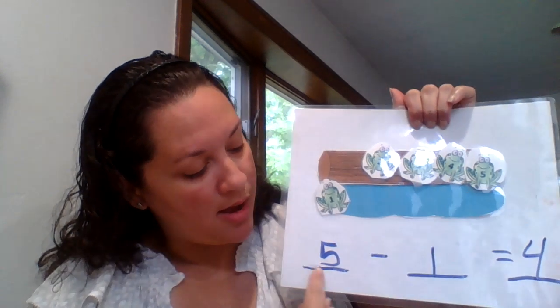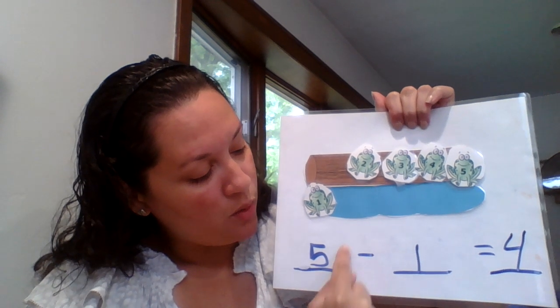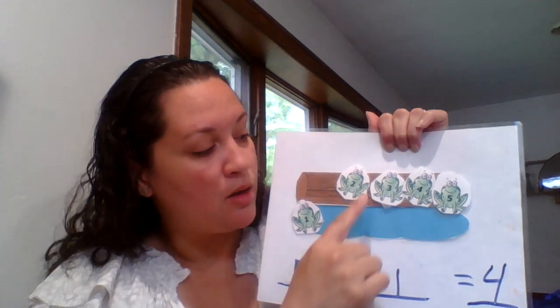So help me count and figure this out. We have 1, 2, 3, 4 frogs left. So I'm going to write that number in the box. Okay, and you can do the same thing at home. All right, so let's go over our math story sentence. We had 5 frogs. We took 1 away. We subtracted 1. We took 1 away. And that leaves us with 4 froggies. 1, 2, 3, 4.